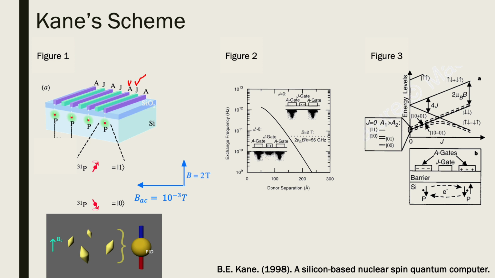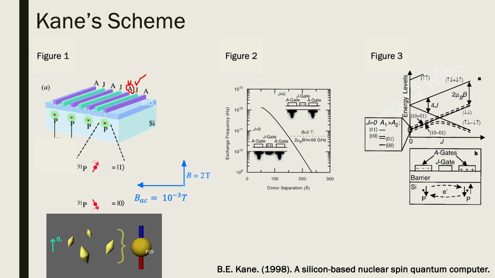The role of the A gates is to precisely tune the resonant frequency of the nuclear spin qubits to match the frequency of the microwave or radio frequency pulses used for qubit manipulation and readout. By applying appropriate microwave or radio frequency pulses through the A gates at the resonant frequency of the qubits, we can perform operations such as qubit initialization, coherent manipulation, and qubit readout.